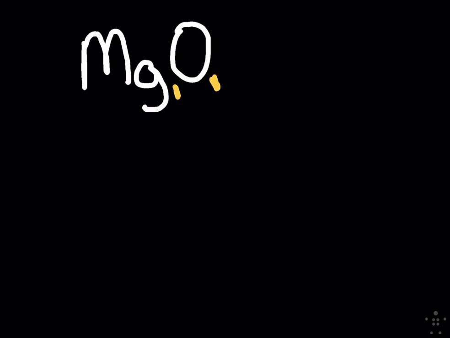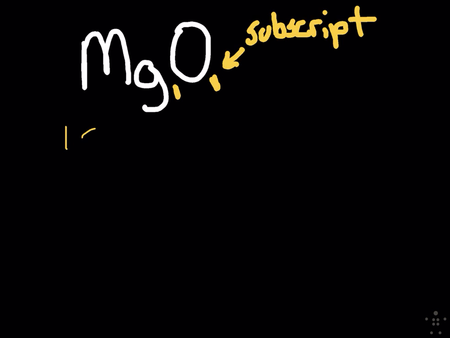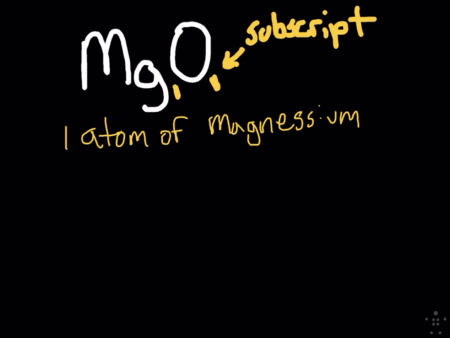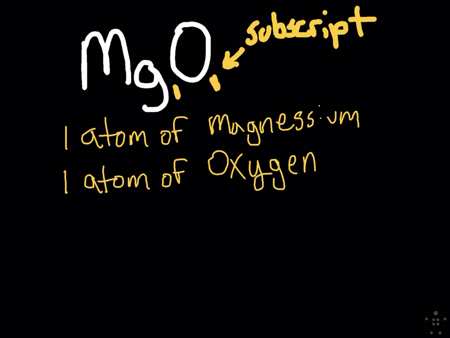Now, these little numbers are called subscripts. So that guy right there, he's called a subscript. And that tells you how many atoms of one element you have. So for both of these, that means there's one magnesium atom and one oxygen atom. And that is how we write it. If I were to write this out, I would say 1 atom of magnesium and 1 atom of oxygen. And that is this simple formula.